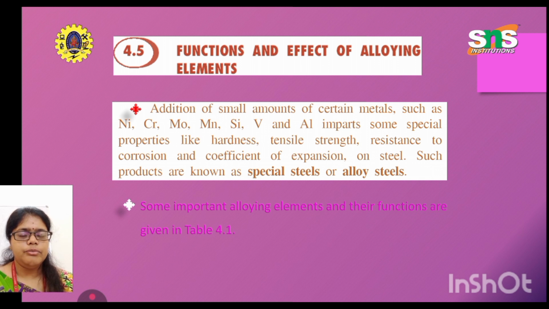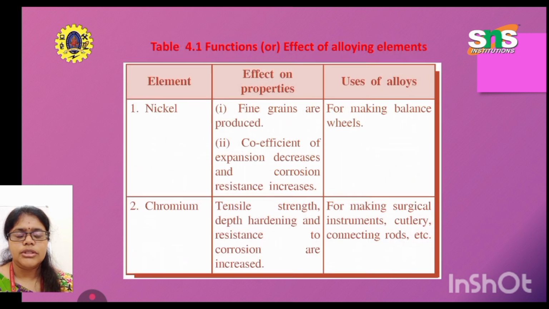As a continuation of the previous video, we're going to see about alloys, the function and the effect of alloying elements. Addition of small amounts of certain elements such as nickel, chromium, molybdenum, manganese, silicon, vanadium and aluminum imparts some special properties like hardness, tensile strength, resistance to corrosion and coefficient of expansion on steel. Such products are known as specialty steels or alloy steels. So we are going to see about some of the important alloying elements and their function.